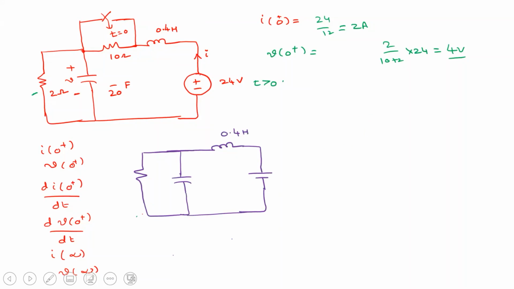Yes, sir. This switch is closed, right? So that means this 10 ohm is bypassed, so there is no current flowing here. So this is 2 ohm and this is 20. Is this 20 or 1 by 20? I think 1 by 20 farad. I had given 1 by 20, right? Yes, sir. 1 by 20 farad. And this value is 24 volts.